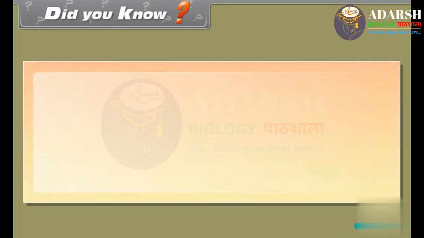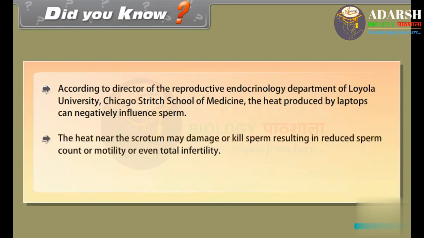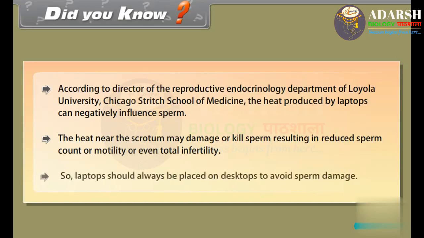Did you know? According to the director of the Reproductive Endocrinology Department of Loyola University Chicago Stritch School of Medicine, the heat produced by laptops can negatively influence sperm. The heat near the scrotum may damage or kill sperm, resulting in reduced sperm count or motility or even total infertility. So laptops should always be placed on desktops to avoid sperm damage.